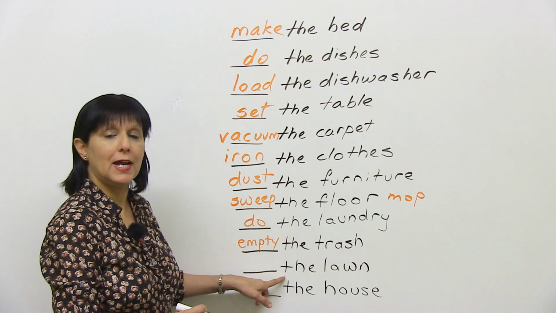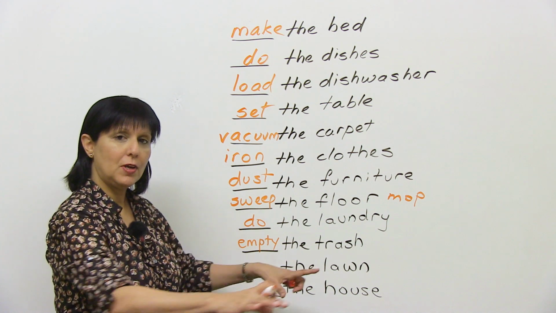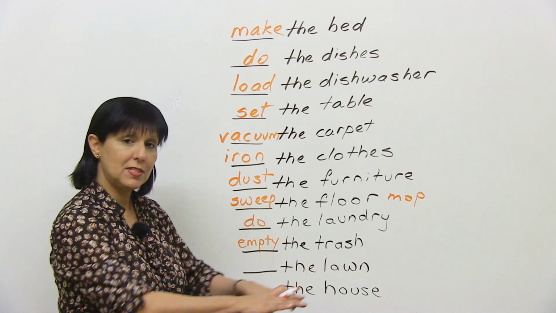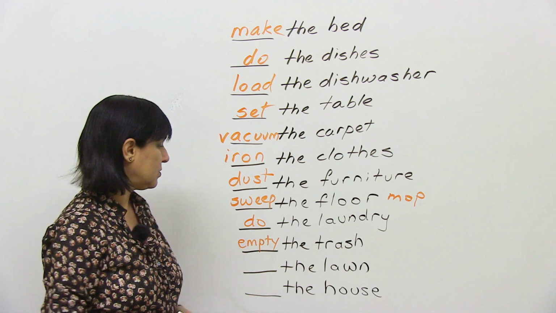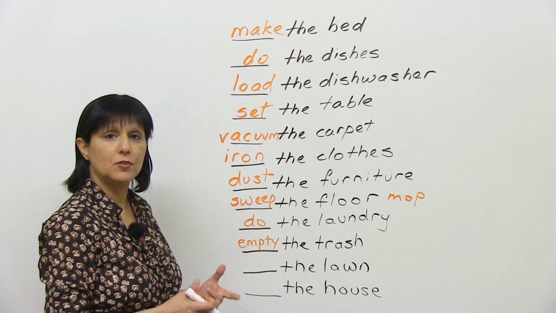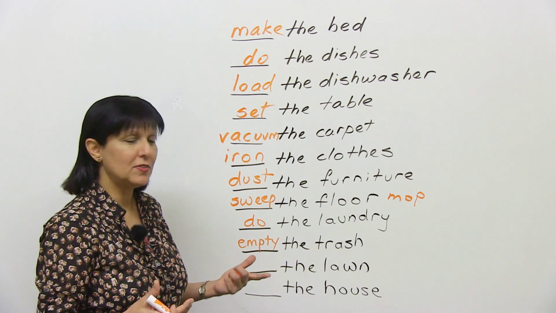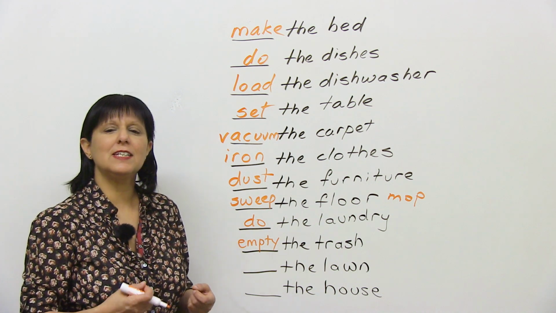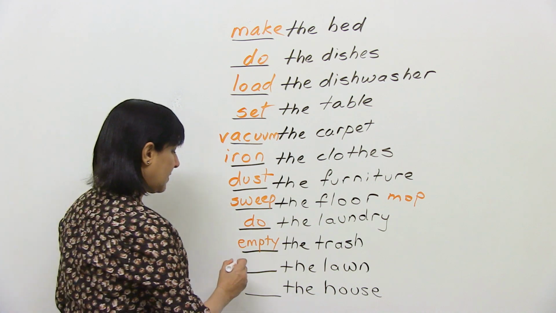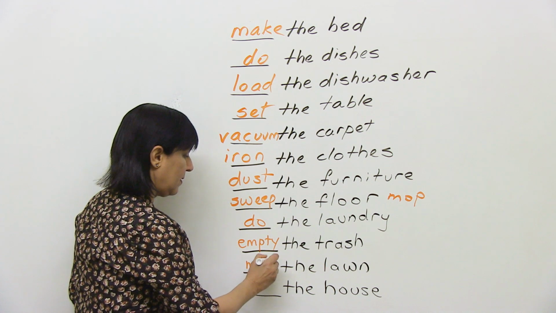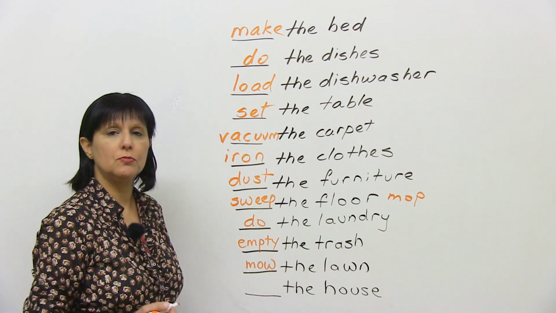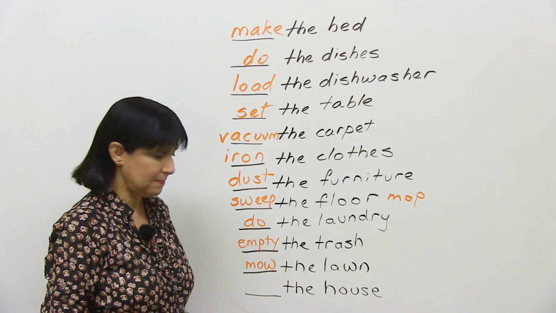Now, if you go a little bit outside your house and you have a lawn, which means the green grass outside your house. So what's the verb for that? We don't usually say to cut the grass. We say to mow, M-O-W, to mow the lawn, okay?